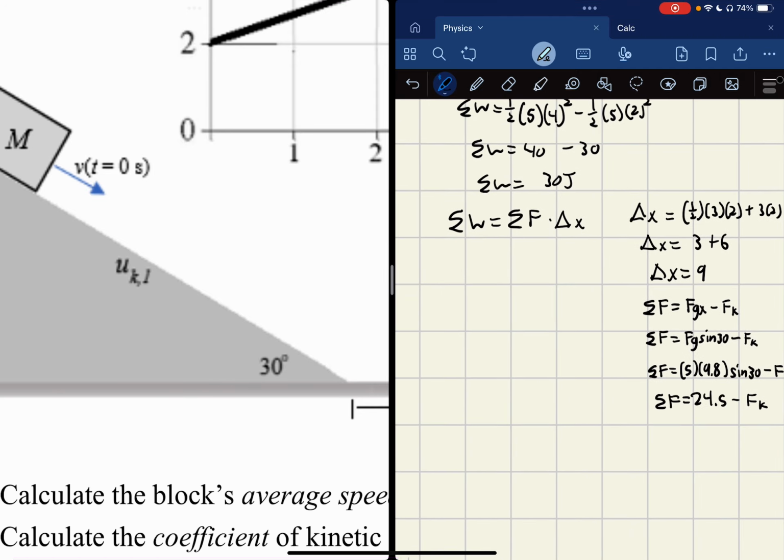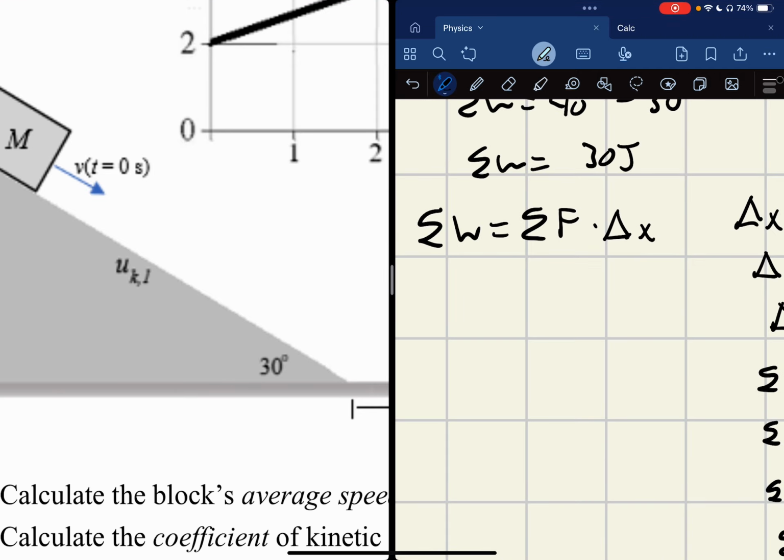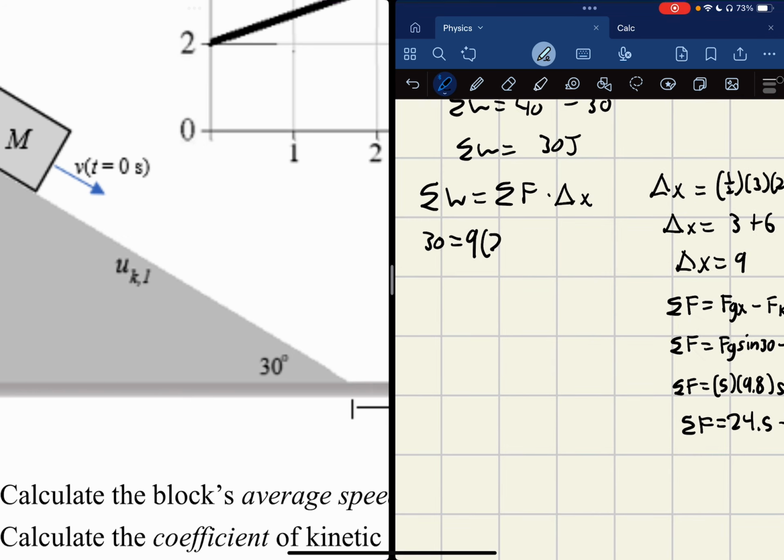From there, we can plug it back into this equation. So we know that 30 J, or I'll just write unitless for now, is equal to 9 times 24.5 minus Fk. The 9 comes from the displacement. We basically just isolate for Fk. So 30 divided by 9 is equal to 3.33. It's equal to 24.5 minus Fk. Then we isolate for Fk: minus 24.5, negative 21 divided by 21.5, so 0.17 is equal to Fk.